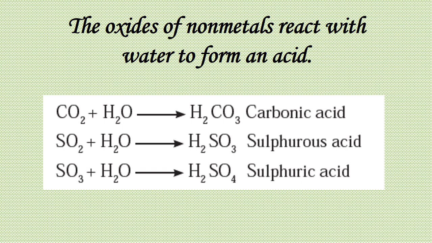Now, from where did we get H2CO3? On the left hand side, we have 2 atoms of hydrogen, that is why H2. We have 1 atom of carbon, that is C, and then we have to combine all the oxygen atoms, and that is why we got O3. Similarly, the second one, we have SO2 plus H2O gives H2SO3, that is sulfurous acid. And the third one, SO3 plus H2O gives H2SO4, that is sulfuric acid.